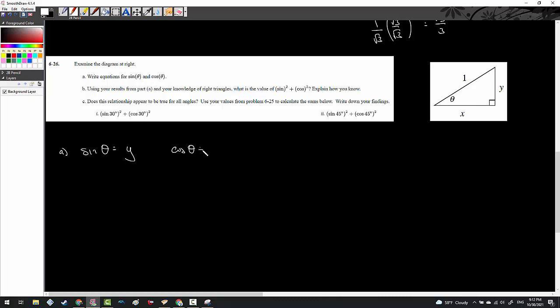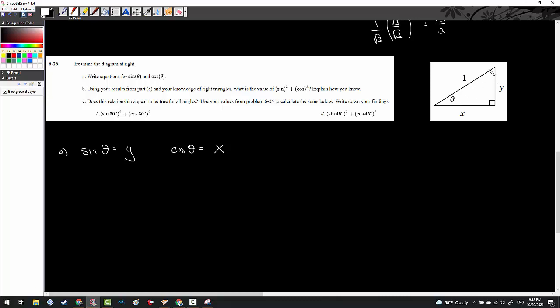Cosine theta is going to be adjacent over hypotenuse. So that's going to be x over 1, or just x. And so here are my two equations for sine and cosine. Now, hopefully that should make a little bit of sense, where we have cosine being x and sine being y.